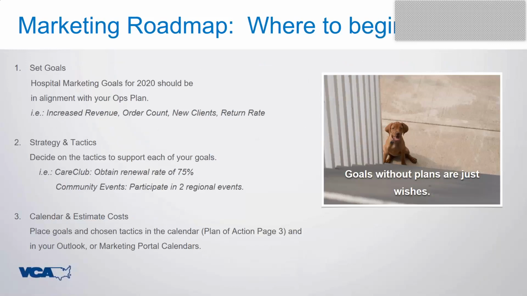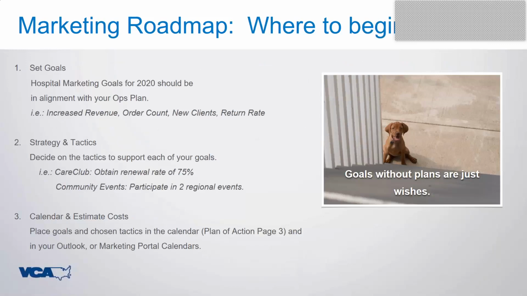Then you're going to think of tactics to help you get that to a success. And one of those might be your community events. So if you have 2 Care Club events or 2 events through the year, and you really focus on Care Club, and maybe anybody who comes in from those events gets a waived Care Club enrollment fee, that might help you get to your Care Club goal.